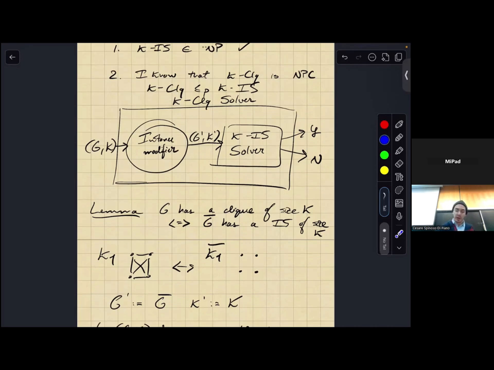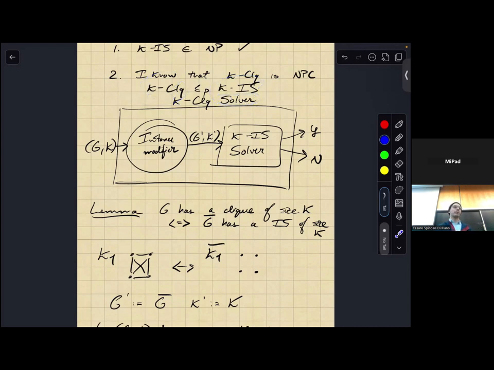Because if I can use the strategy for solving this to solve this problem, then that means I can solve my problem and also this problem. So this problem is harder than this, or at least as difficult.